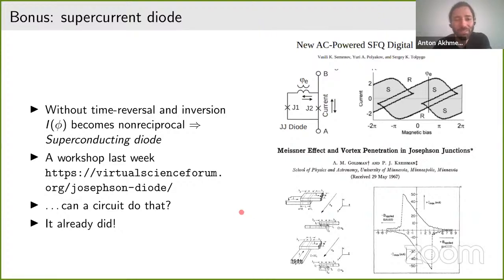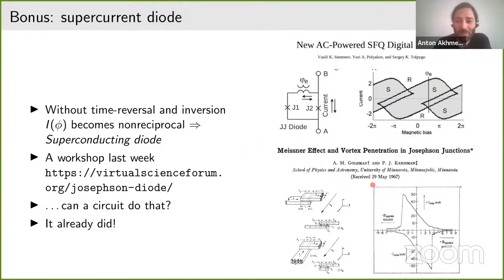So specifically, we found this paper from 2014 about new AC-powered single flux quantum digital circuits that observed that two Josephson junctions in series with the inductance make a diode. Over here, you could see that the critical current one way is larger than the critical current the other way. This is 2014. But we still went deeper.